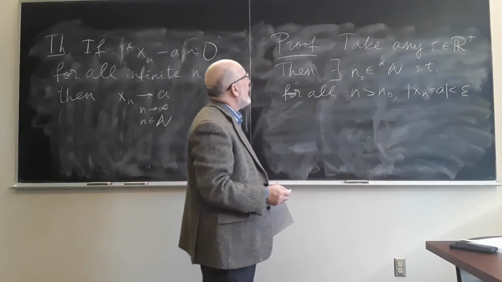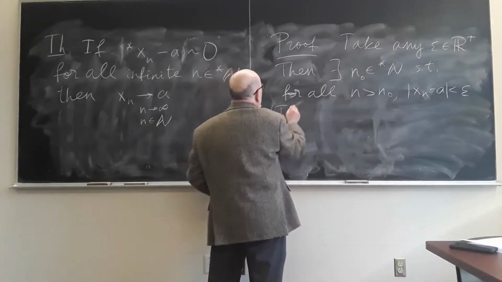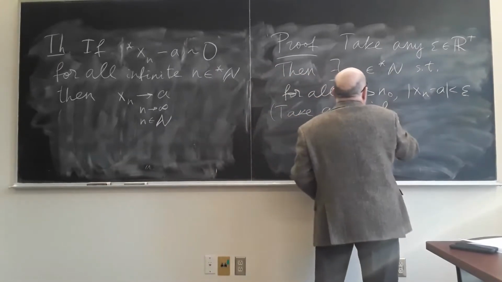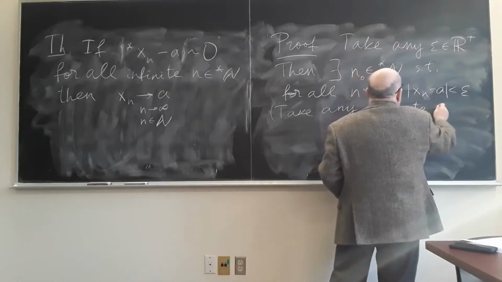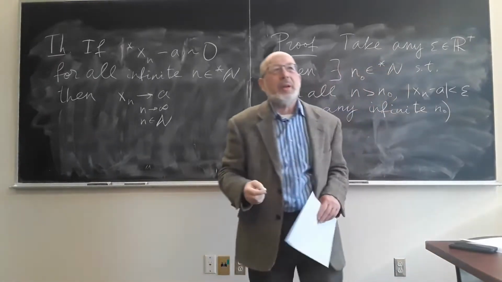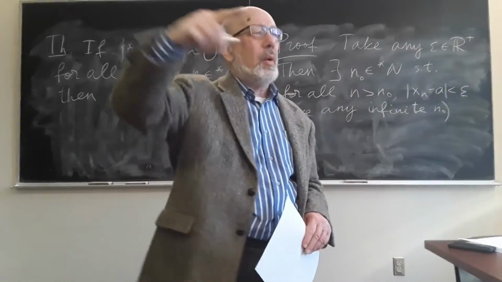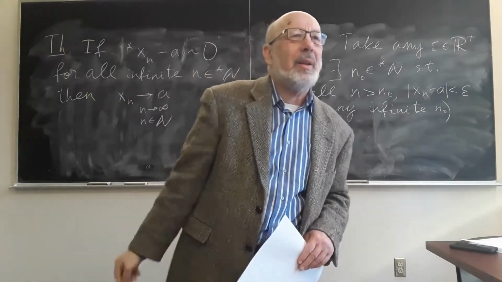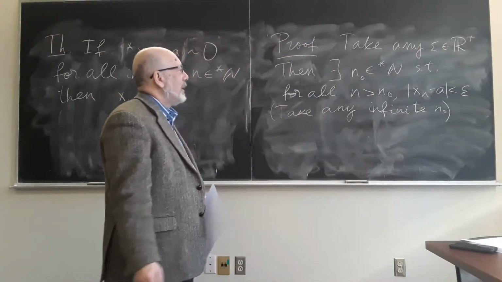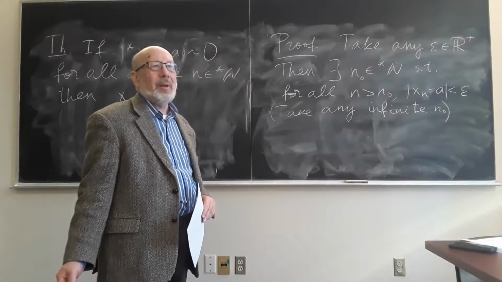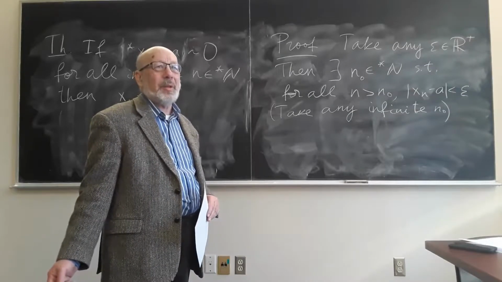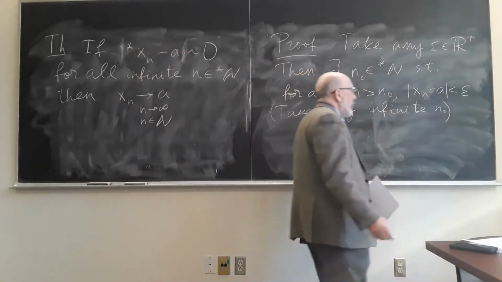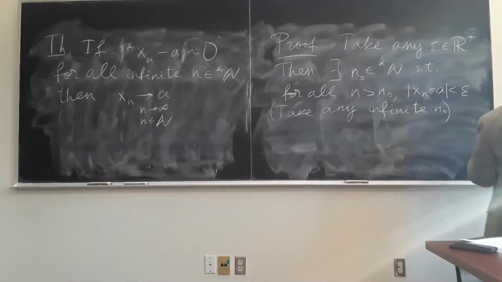Why? Because you can take any infinite n0. If you take infinite n0, we know that all n more than n0 are also infinite. For all infinite n, the difference is infinitesimal. So even more, if it is infinitesimal, then it is less than epsilon. So we have the following thing.